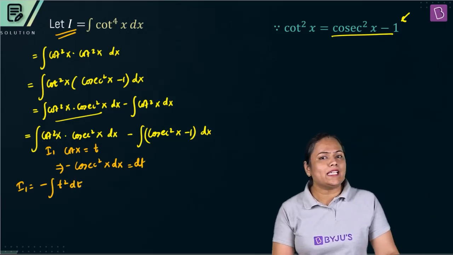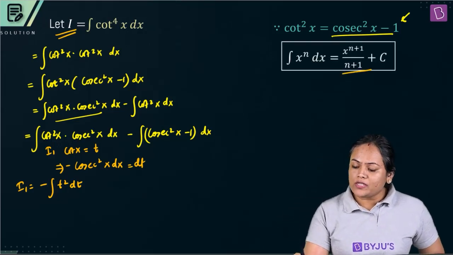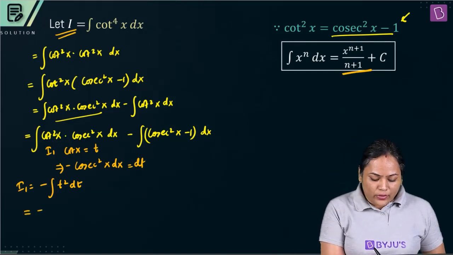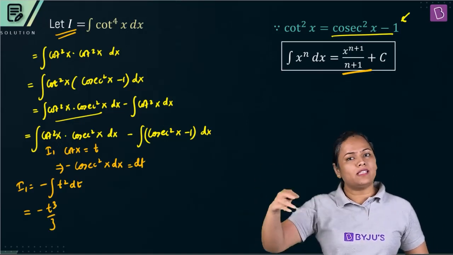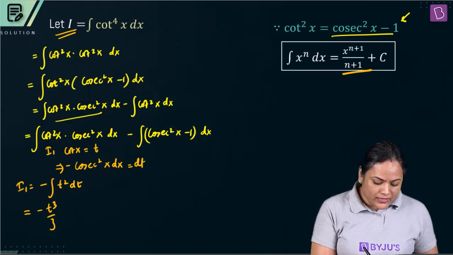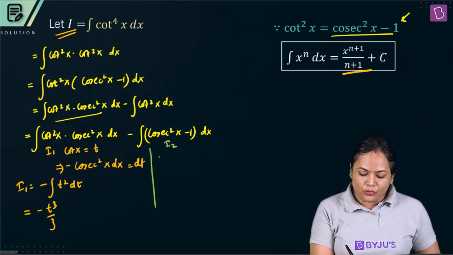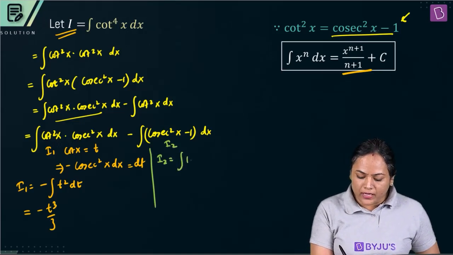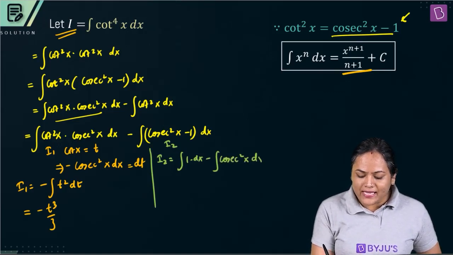And how can I integrate this? Well, I already have my formula of x raised to n integration, which is x raised to n plus 1 divided by n plus 1. So this integral is going to become minus of t cube by 3. I'll add the constants in the end, right? Okay, perfect. Now let's talk about the second one, which is cosec square x minus 1. Let me take this as I2. So for integral of this, again I'll separate it out. So it's going to become integral of 1 dx minus integral of cosec square x dx.